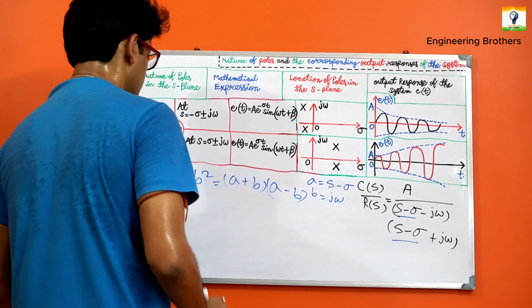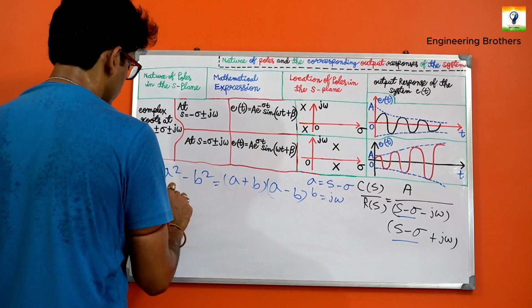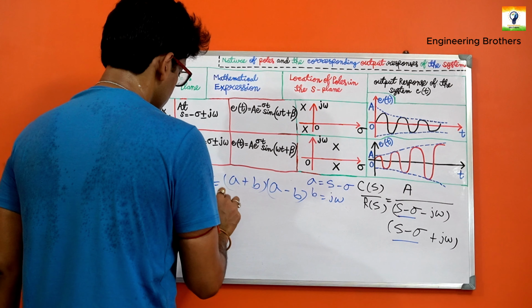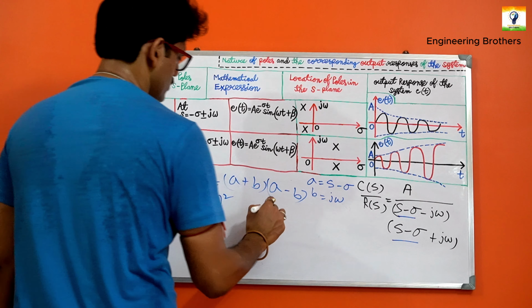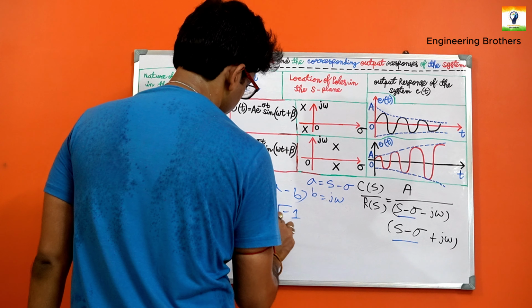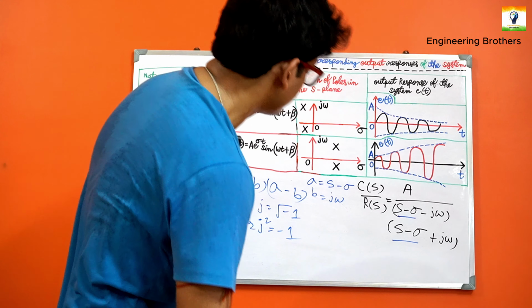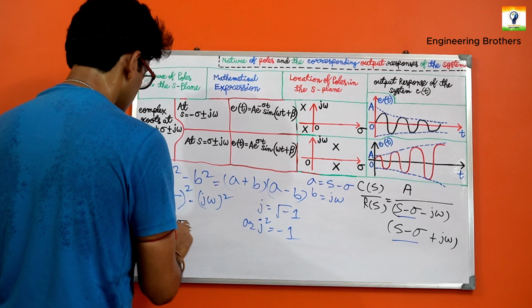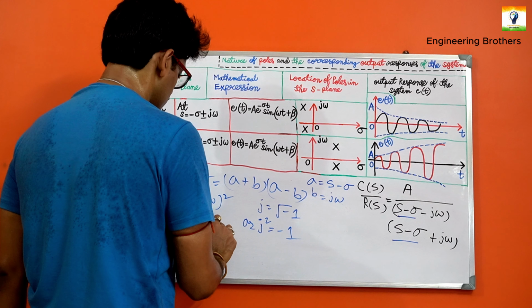Now in place of a square minus b square, we put that value, so we have s minus sigma squared minus of j omega squared. Now if we simplify further, we know that j is equal to root of minus 1, and so j square is equal to minus 1. Let us put that in, and quite naturally the exact expression will be s minus sigma squared plus omega squared.